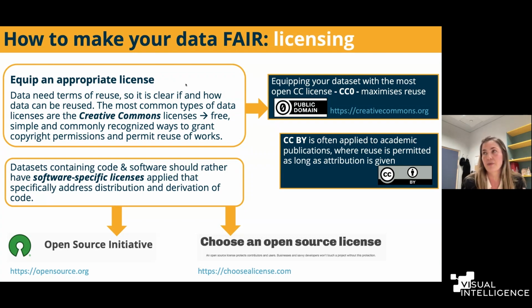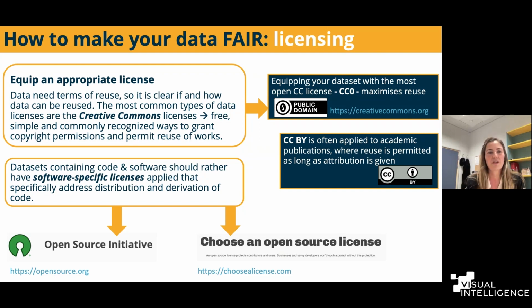So for data licenses, the most common types are the Creative Commons or the CC licenses. They're free of charge, they're easy to use, and they're really widely recognized. And that's an easy way to grant permissions or tell people how they can reuse your work. And the most open license there is the CC0 license that maximizes reuse. So you can use a CC license, and that basically enables anybody to take your data and reuse it in any way they want.